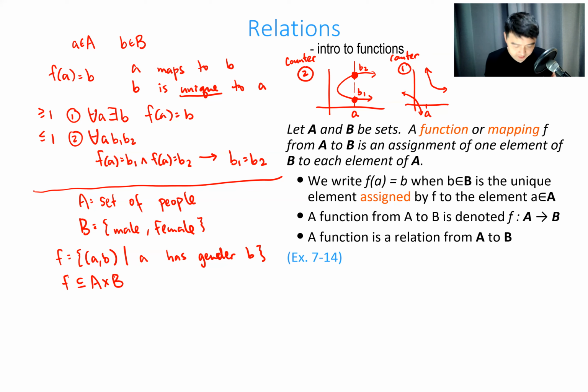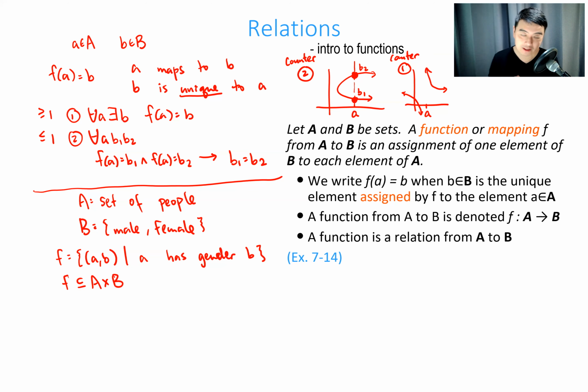Now notice that F is a subset of A cross B here. A cross B is the set of people crossed with male and female. So the subset of that I'm going to define as a relation between set A and set B that is true when A has gender B. So everybody has their gender associated with it.